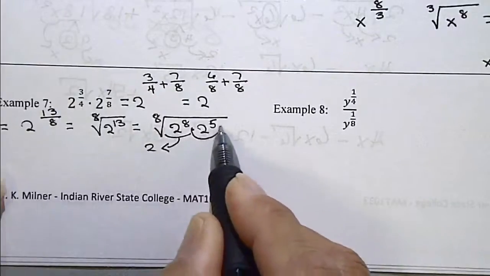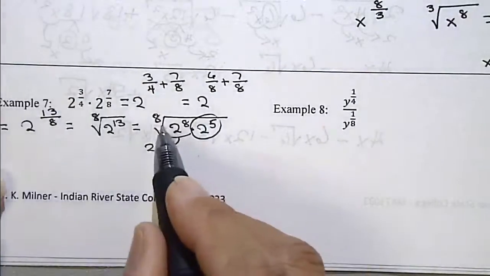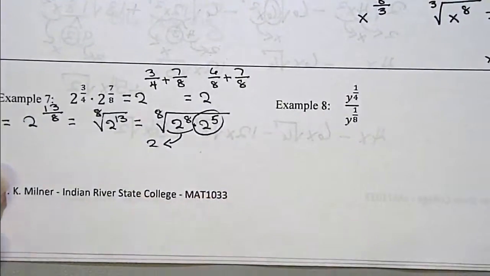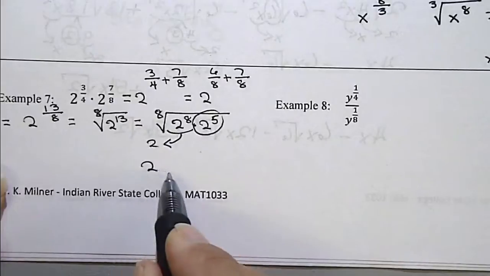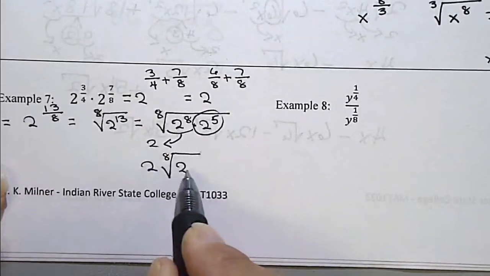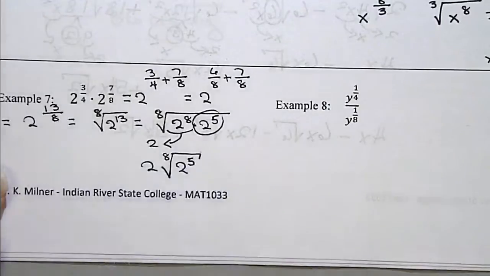This one, there's nothing I can do about it because that exponent is smaller than my index. So when I bring this out, it's 2 to the power of, that's the 8th root, whatever was left under the radical, 2 to the power of 5.